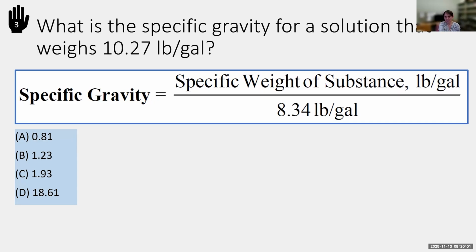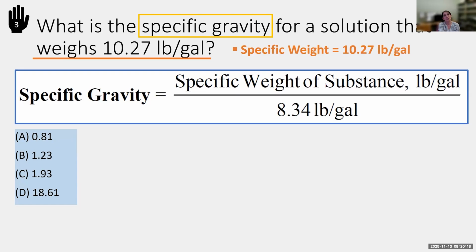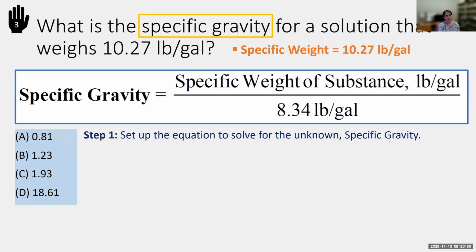All right, let's see what our solution is. First, we are going to figure out what we're trying to calculate, and in this case, it's specific gravity. Next, we want to know what information we're given. So we're told that our solution weighs 10.27 pounds per gallon. And because it's pounds per gallon, we know that that is a specific weight.